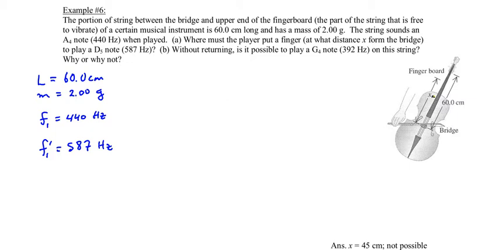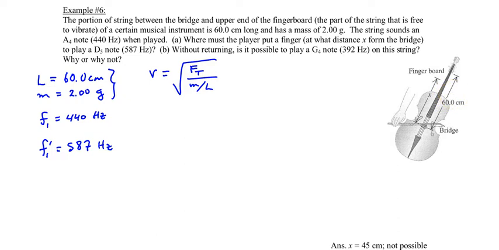And then part B: is it possible to play this G4 note, 392 hertz, on this string? So, what do we need to do? Well, we're given the length and the mass of the string because we need to know how fast this wave is traveling. Remember that the speed, from the previous chapter, chapter 16, is equal to the square root of the tension divided by the mass per unit length. Now, the tension, is that given? No, it's not really given, but we are given the mass.